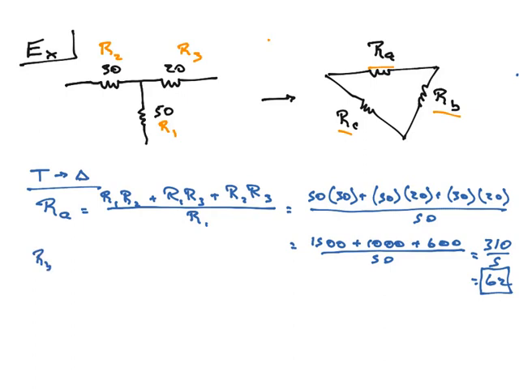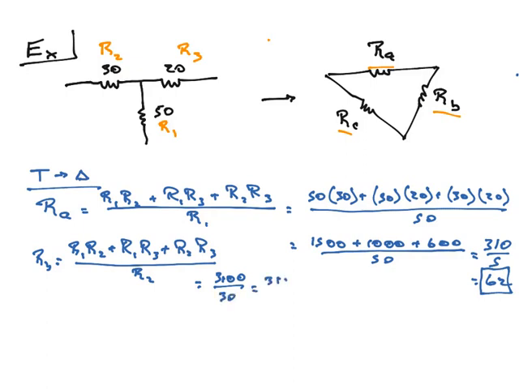Well, RB, that's just going to be the pairs. I've already done the pairs. I'll write it out: R1, R2 plus R1, R3 plus R2, R3. And now, if I'm looking for B, I divide it by R2. We already know the numerator is the same number as for the first one. It's still the sum of the pairs, so that's still 3100. But this time, instead of dividing by 50, I'm dividing by R2, which is 30.